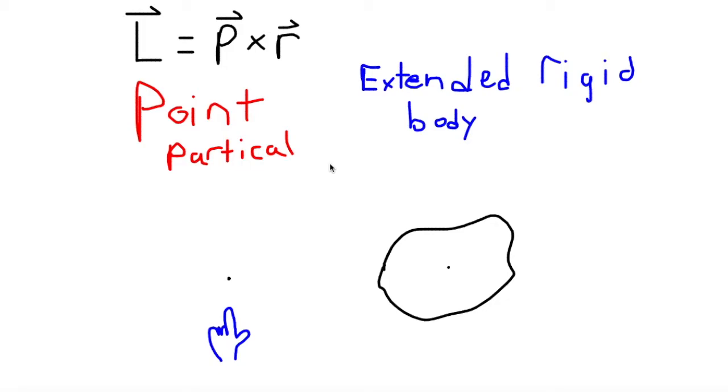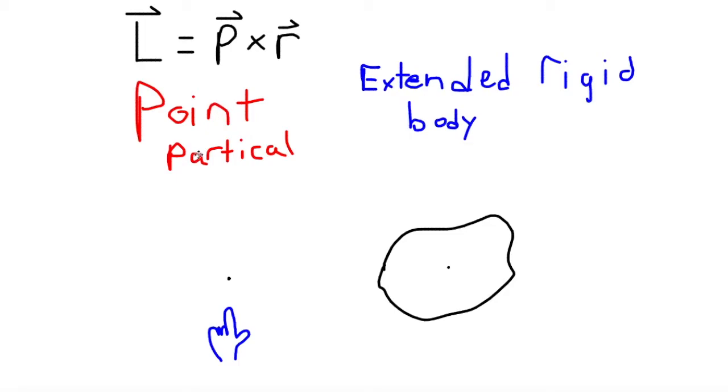This is a video on the point particle assumption versus the extended rigid body assumption and how it relates to some of the equations we've been working with. What first prompted me to make this video is some students asking about this equation right here. Angular momentum is equal to the cross product of linear momentum and the radius at which the object is from the pivot point.